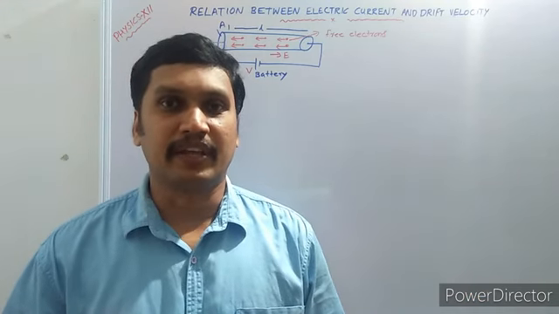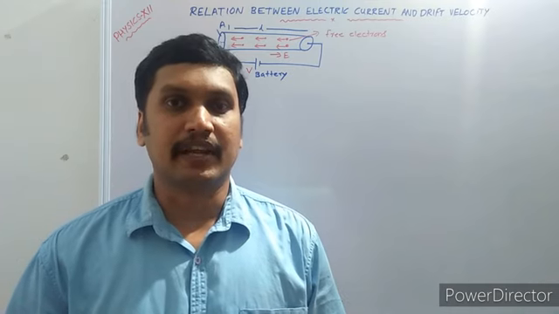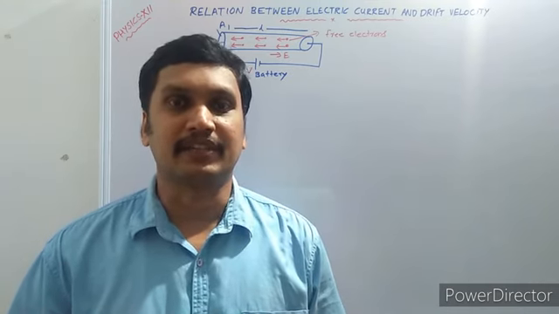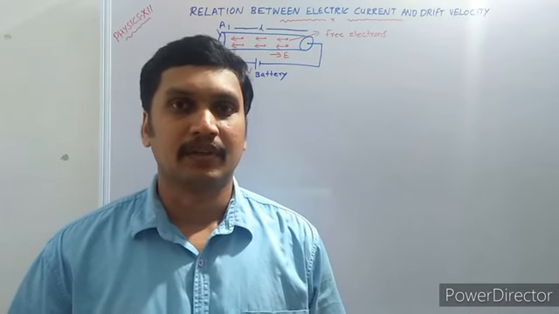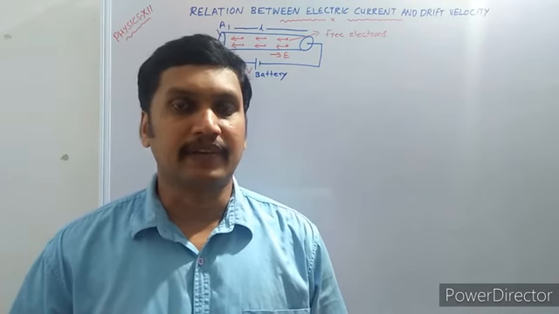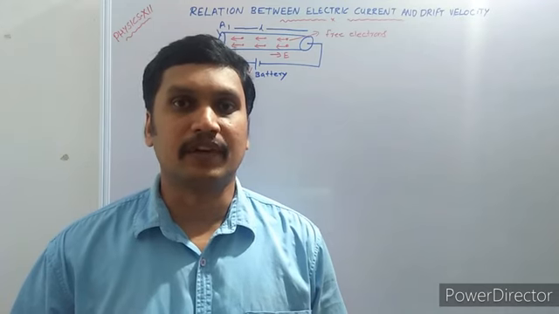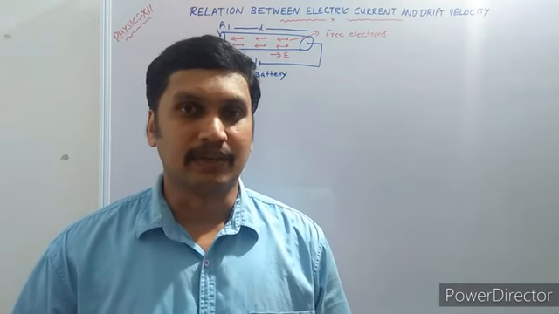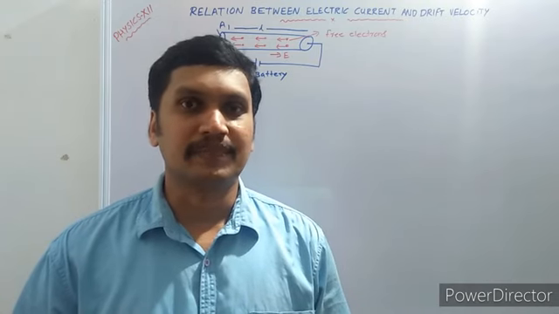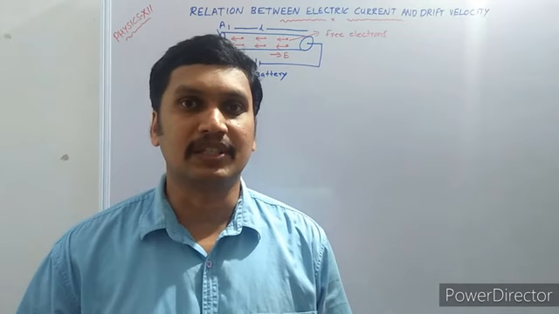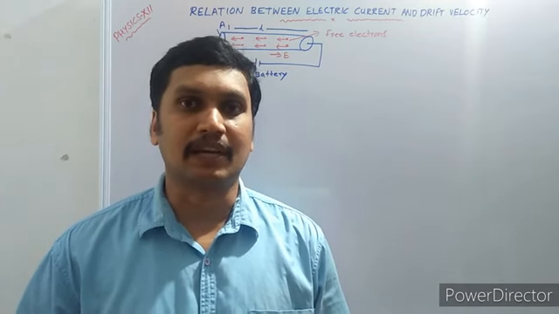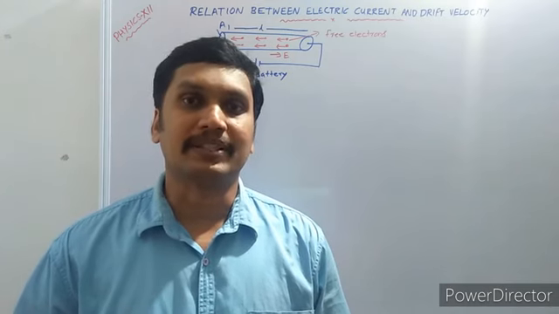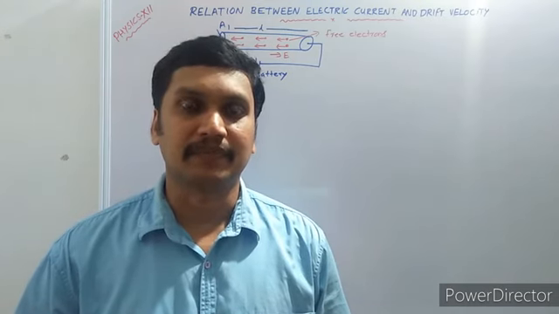Hello students, today we are deriving a relation between the drift velocity and electric current flowing through a conductor. In the last session, we derived an expression for the drift velocity of electrons in a conductor. We know that the drift velocity is the additional velocity, other than the random thermal velocity of the electron, gained by the presence of external electric field.